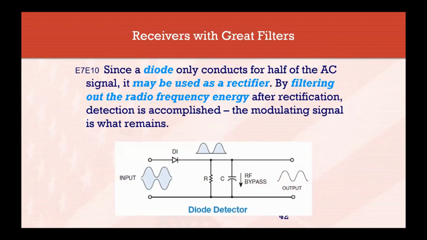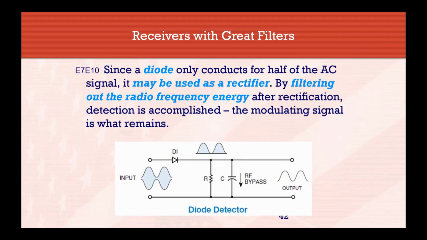A diode conducts half of the AC signal and can be used as a rectifier, therefore it's showing that in the bottom. The input signal is a full sine wave, that's the RF carrier. The actual audio is the top half or the bottom half, and it can be either one. A diode will only allow half of that to go through, either the top half or the bottom half. In this case, with the diode turned in the direction it is, it will pick up the top half.